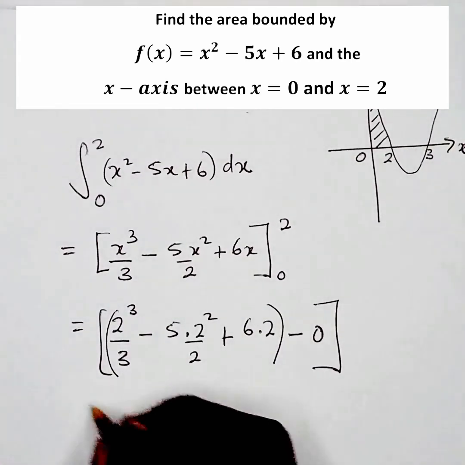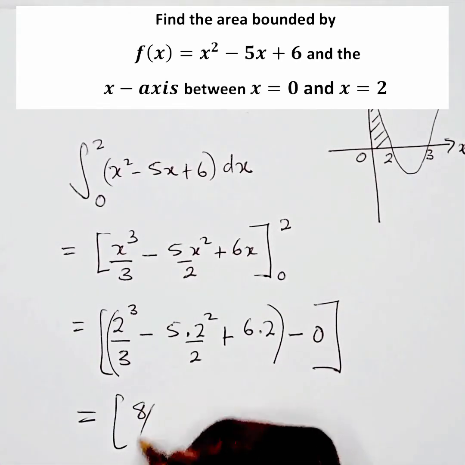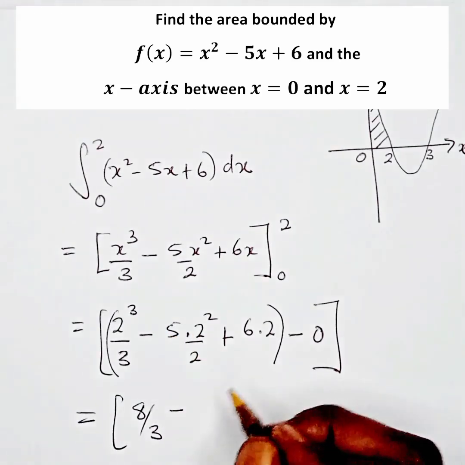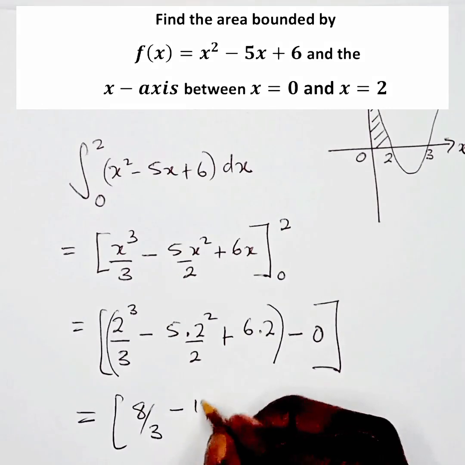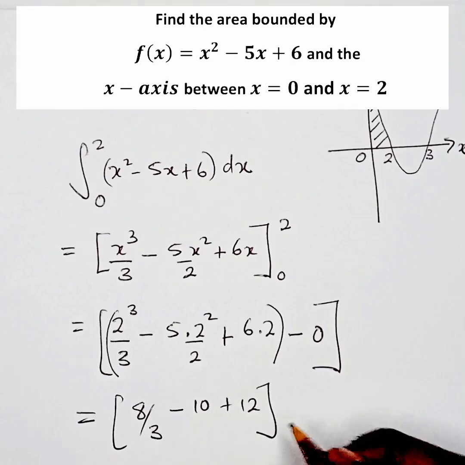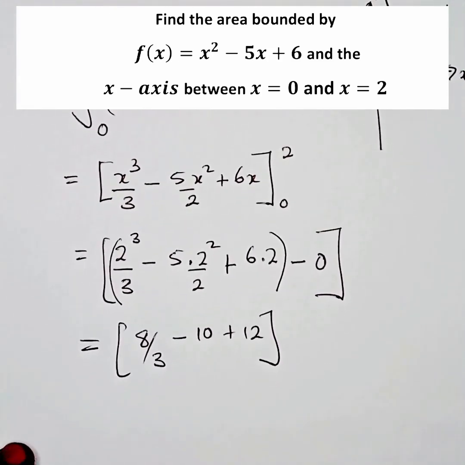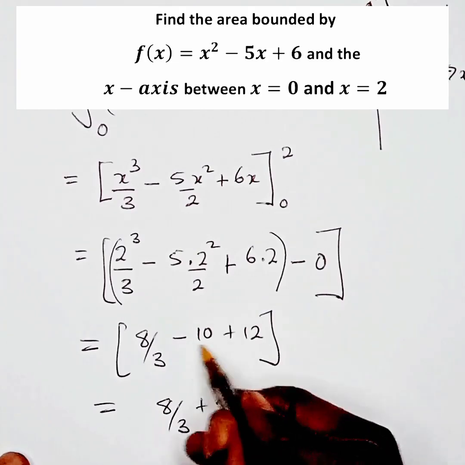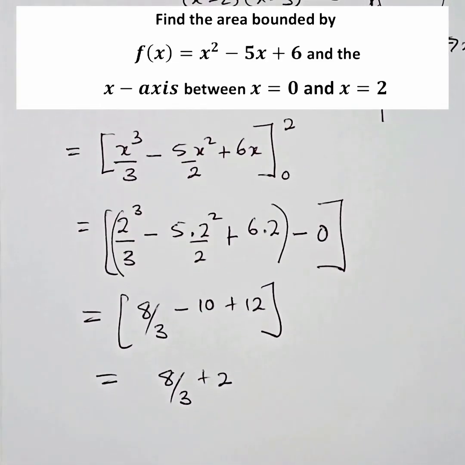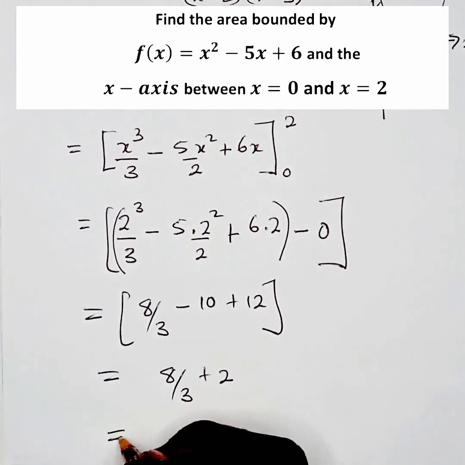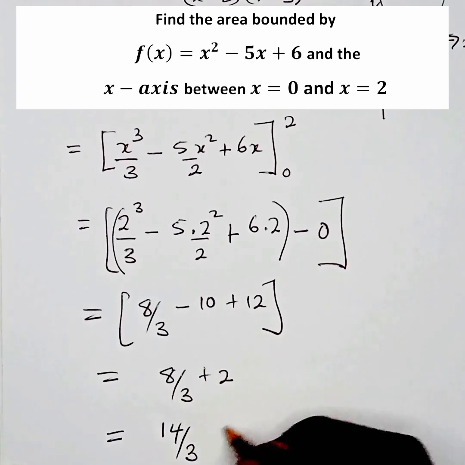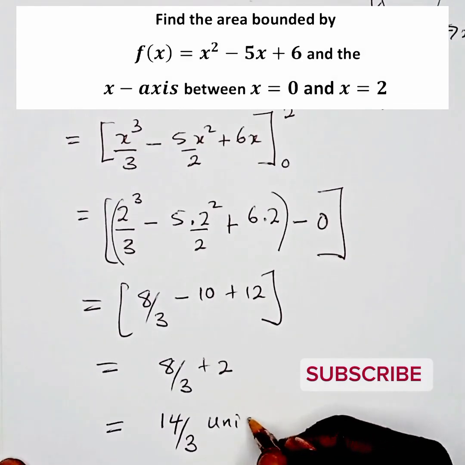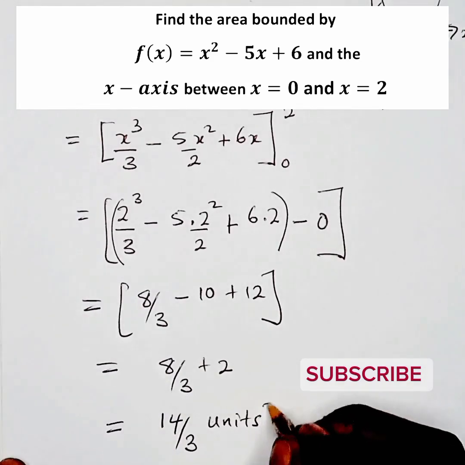So this is equal to 8 over 3 minus, that's going to be 4 times 5, 20. 20 divided by 2, that will be 10, then plus 12. If we continue to simplify that, we are going to have 8 over 3 plus 2. Now if you add this up, you are going to get the answer 14 over 3. Remember this is an area, so the units are squared. So the answer is 14 over 3 units squared.